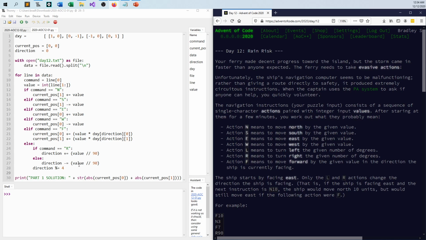For rotating, I set it up so that if I rotate to the right, I'm adding to my direction, which is just 0, 1, 2, or 3. That's why I'm doing integer division by 90 here, both ways. If it's not R, it's got to be an L, so I subtract and go the other way, however many. And just in case I overstep my bounds, going too far negative or too far positive, I mod it so that it's always between the values of 0 and 3. I'm just doing this for every command.